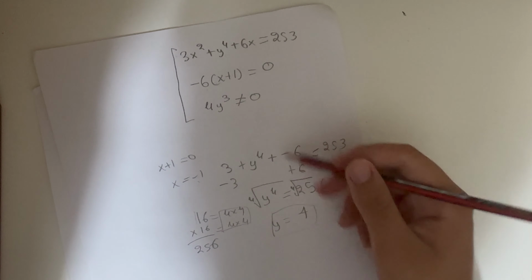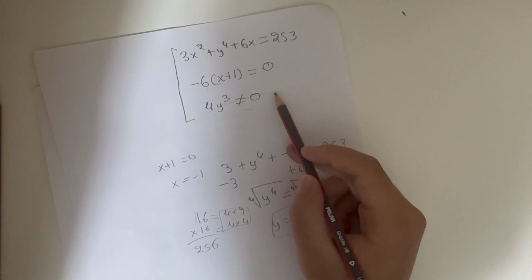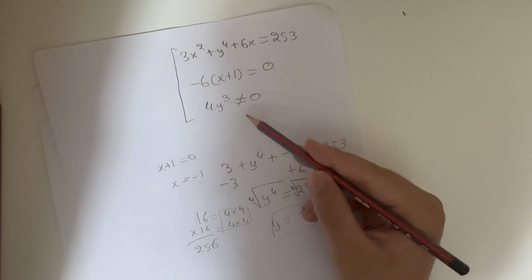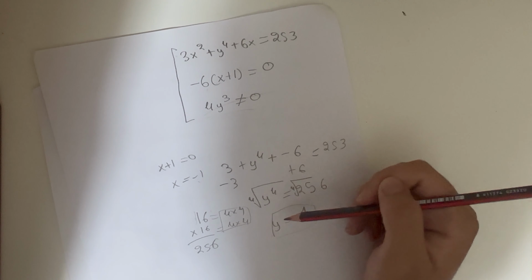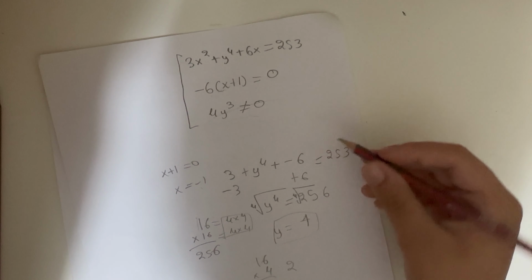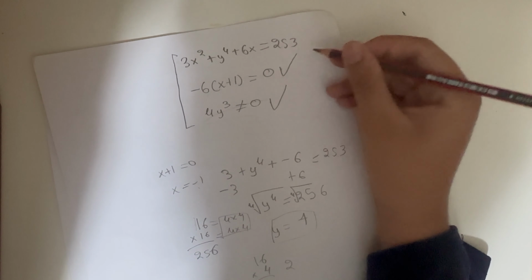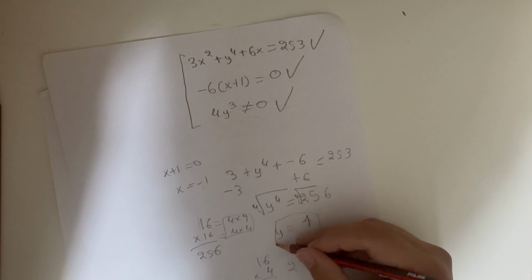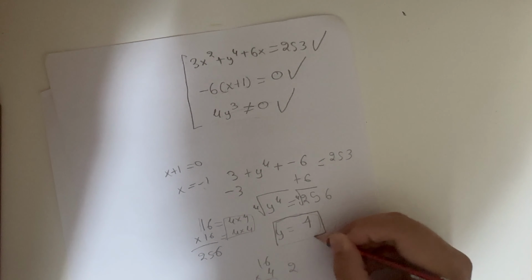And let's make sure that this meets our criteria here. 4y cubed: 4 cubed is 64, 16 times 4, yeah, it's 64. And 4 times 64 is definitely not 0. So this checks out, this checks out, this checks out. So our answer here for the equation of the line is y is equal to 4.